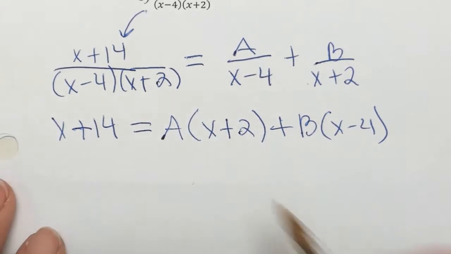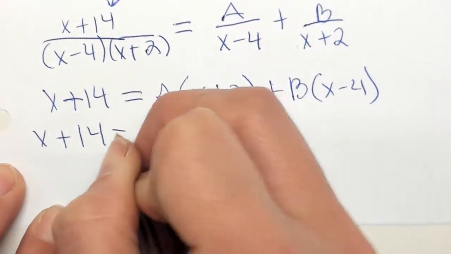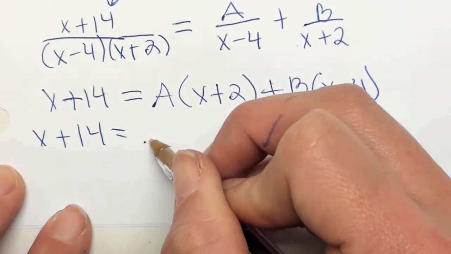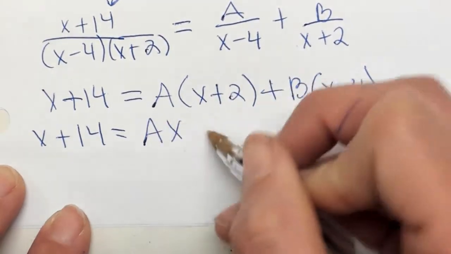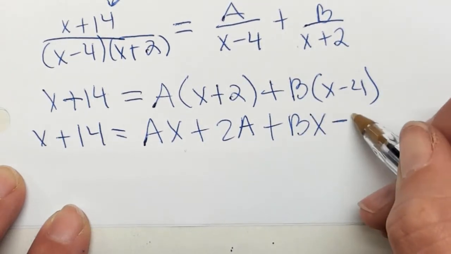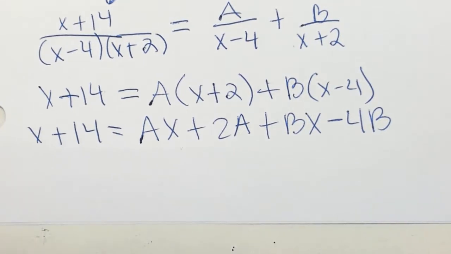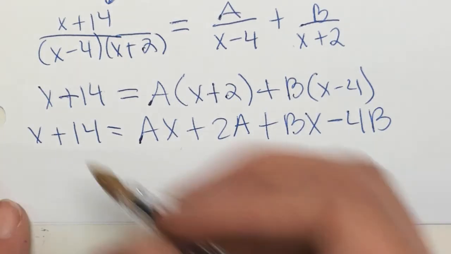Alright, now we're going to multiply this part out just like last time. So we get x plus 14 equals what? 8x plus 2y. Good. Plus Bx. Let's put 4 first. Alright, we're going to leave this side the same.